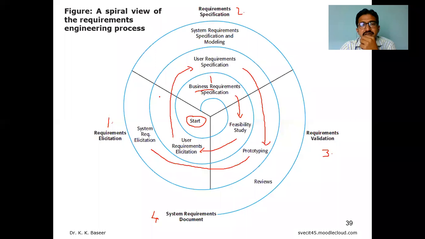The second iteration, meaning the second circle, indicates the user requirement elicitation, user requirement specification, and the sort of prototype. Once it is done, the third loop deals with the system, whereas before it talked about the users. So here is the user requirement elicitation. Now here is the system requirement elicitation. Here is the user requirement specification. Here is the system requirement specification and modeling.